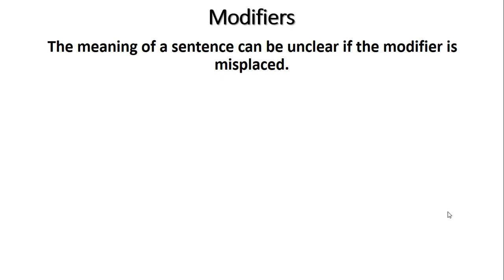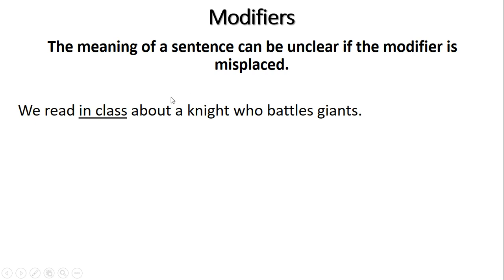The meaning of sentences, though, can become very unclear if that modifier is not in the right place. Let me give you a couple of examples of what I'm talking about here. We read in class about a knight who battles giants. So in this sentence, my prepositional phrase is a really small one, in class. There's my preposition in this class, in class. What's going on with in class? In class is actually modifying where did we read? We read in class.